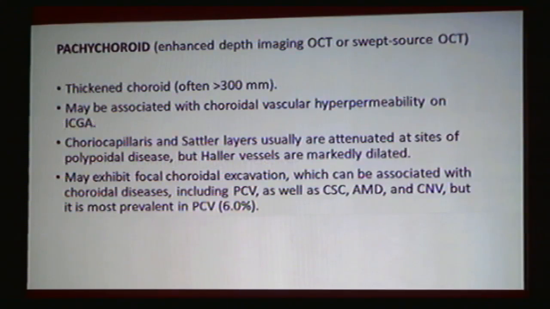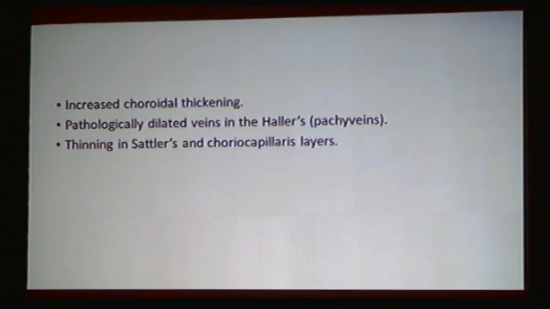So just a few points on pachychoroid. Basically, the choroid is more than 300 microns, and they are shown to cause this choroidal hyperpermeability. And you can have Sattler's layers usually attenuated at the site of the polyps. We will just go through some important things. One is the thickening. Second thing is pathologically dilated veins in the Haller's layer, like I told you, and thinning in the Sattler's and choriocapillaris, which is above that. I'll show you some images.